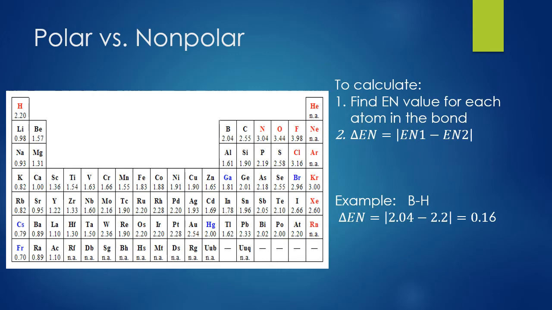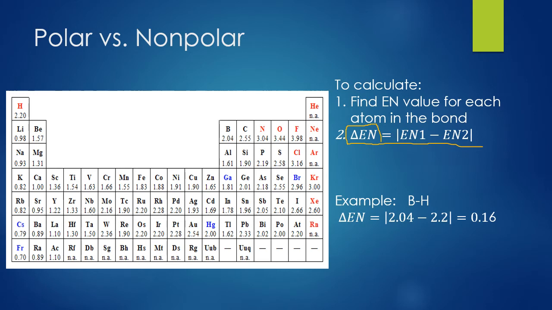To do that, we're going to use this equation here. Delta En is equal to, and those are absolute value bars, just like when we do our percent error calculation, En1 minus En2. What this means is that delta En means change in electronegativity. Whenever you see a delta sign, it means change in. So to figure out the change in anything, you always need to take the final minus the initial. So what we're doing to calculate that is taking the electronegativity of one of the elements involved in the bond and subtract it from the electronegativity of the other element present in the bond.